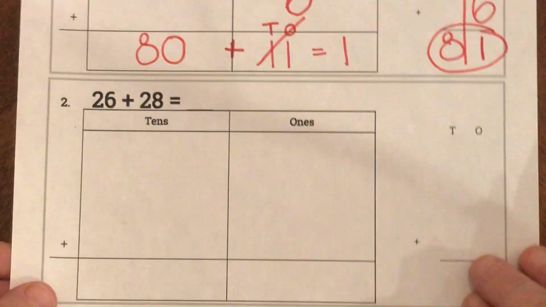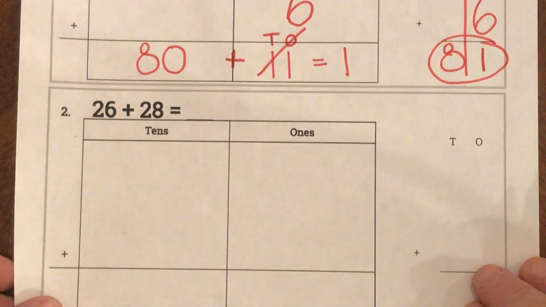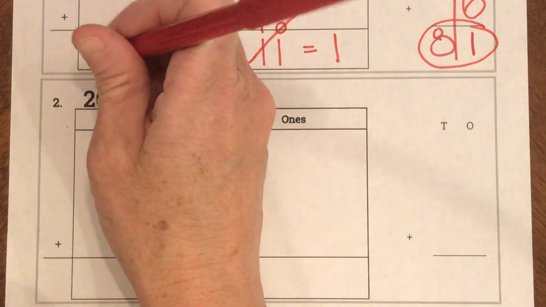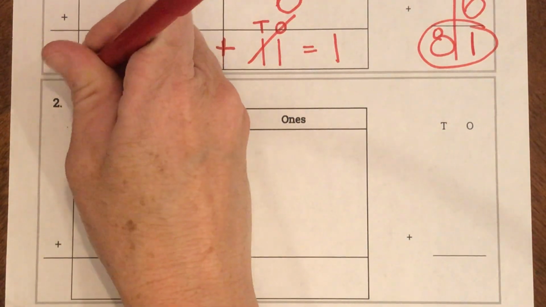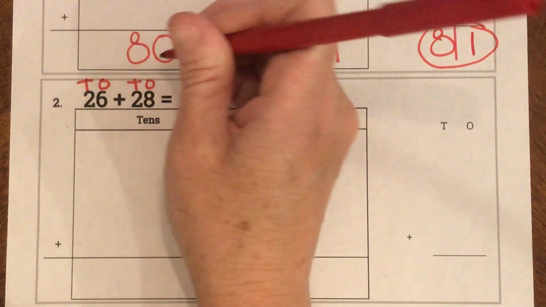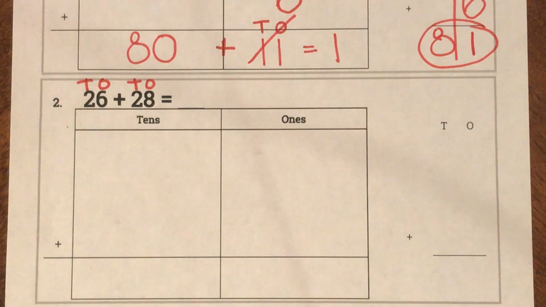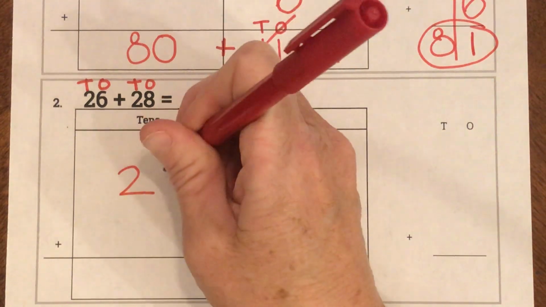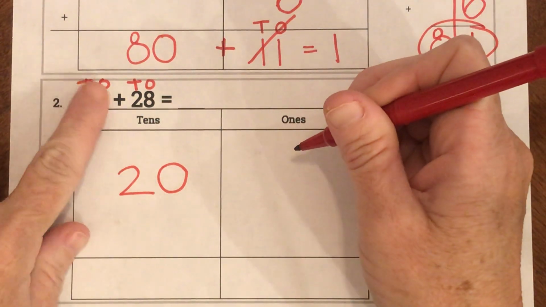Okay, let's look at my next one. My next one is 26 plus 28. Okay, so ready? A good mathematician always puts our place values. Ones, tens, ones, tens. Okay, so 26 has 2 tens, and 2 tens is 20, and it has 6 ones.